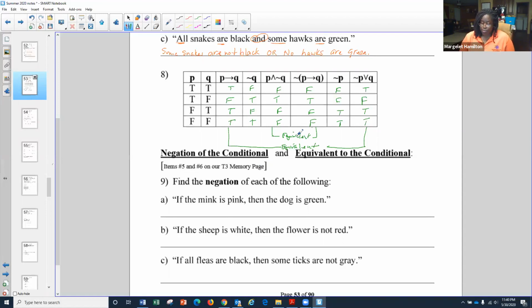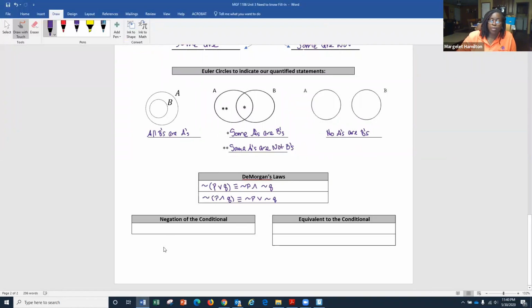What does this say? On your memory sheet, you have a space for these things. So the negation of the conditional and the equivalent to the conditional, we're going to go there right now. You see here at the bottom of your page, negation of the conditional and the equivalent to the conditional.